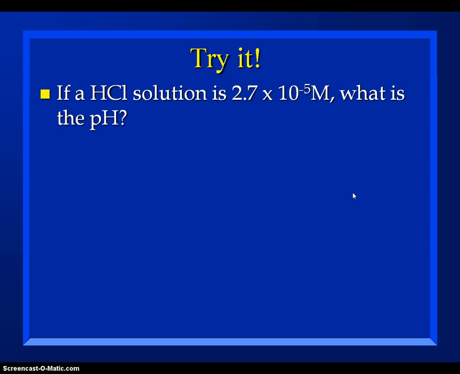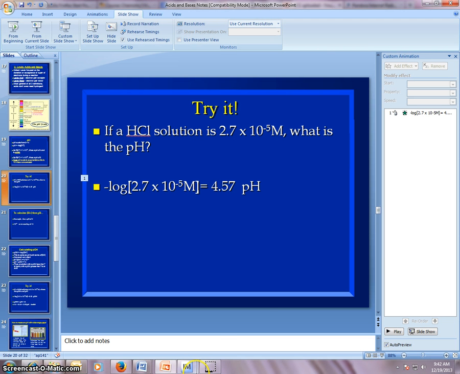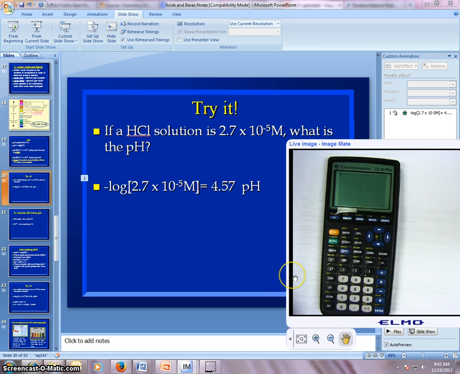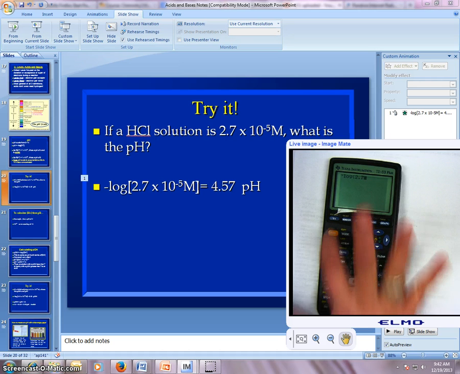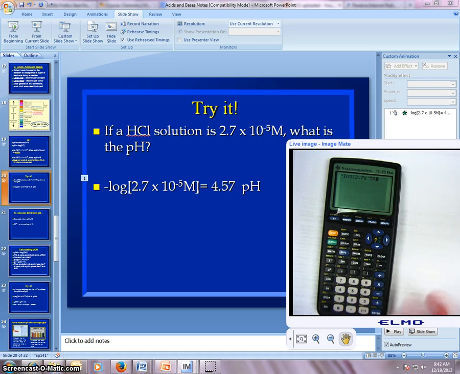So let's look at an example where we have a concentration that doesn't start with a 1. And let me just show you how to punch this into your calculator. So I'm going to pull up the Almo really quick. And we're going to see that if you have a hydrochloric acid solution and this is the hydrogen ion concentration, what is the pH? So we just plug it into our calculator and we do the opposite log, and then you just punch in the concentration and hit enter. And we get 4.57 is the pH. So this is an acid.